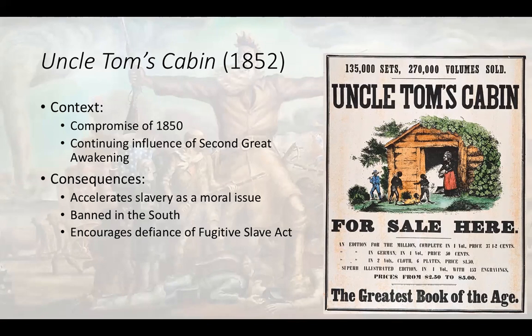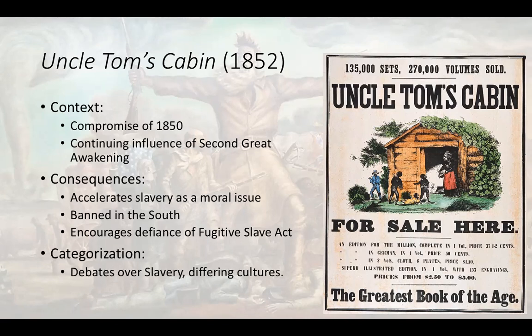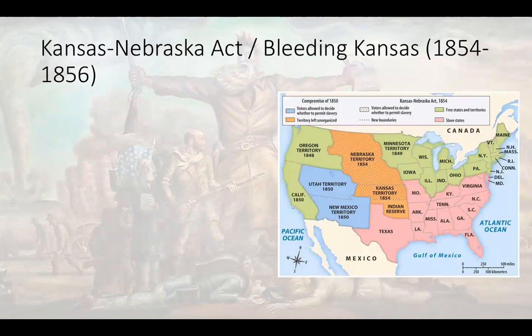This one, considering the fact that the book is the most popular book in America in the 1800s, second only to the Bible, it's banned in the South, but it encourages people in the North to defy the Fugitive Slave Act. There are parts in the book that break story or break plot and talk directly to the reader, saying, if you have a soul, you will not let this continue to happen. So Harriet Beecher Stowe essentially argues that people should be battling against the Fugitive Slave Act. Now, here, obviously debates over slavery, but also differing cultures. The fact that Uncle Tom's Cabin is willing to be heard by the North, banned in the South, just goes to show you that we have growing cultural differences.